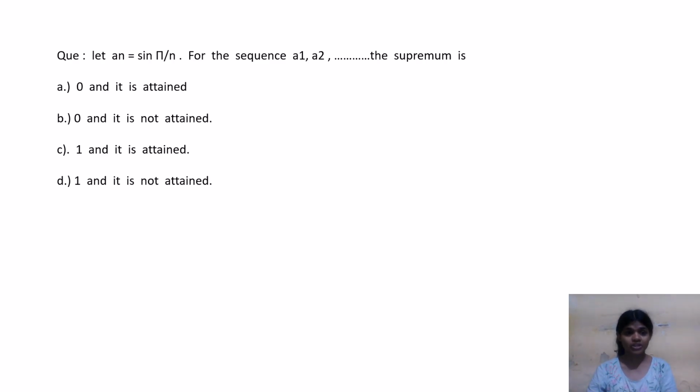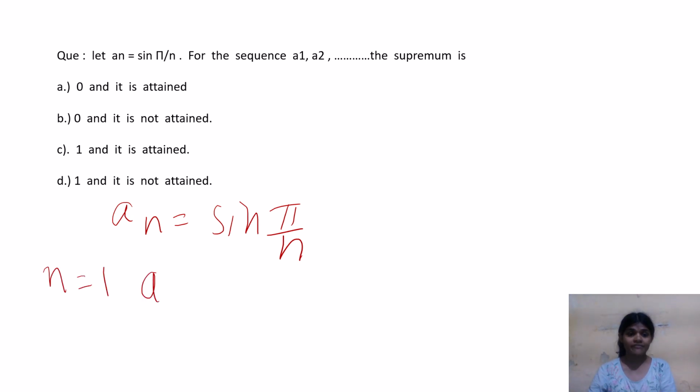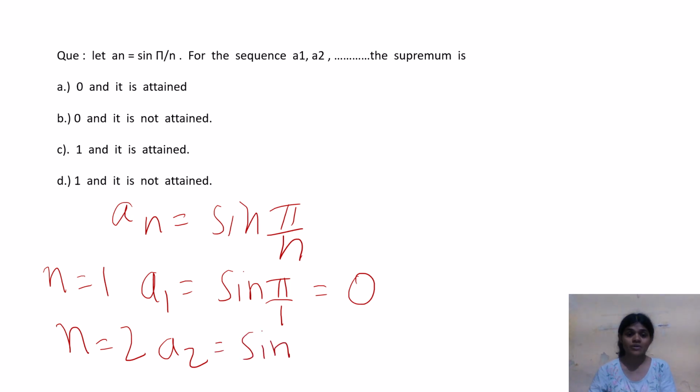Now we will solve another question. Here the question is: let a_n is equal to sin(pi by n) for the sequence a1, a2 and so on, and we have to find the supremum. Here it is given that a_n is equal to sin(pi by n). Let us take n is equal to 1. a1 is equal to sin(pi by 1), which is 0. Now take n is equal to 2. a2 is equal to sin(pi by 2), which is 1. Here we have to find the supremum, and clearly it is 1 and it is attained.